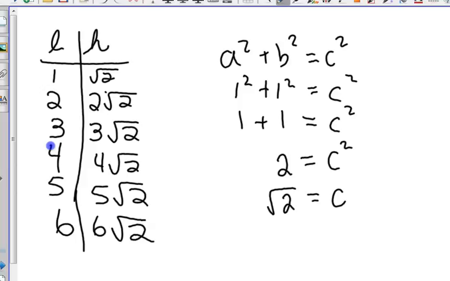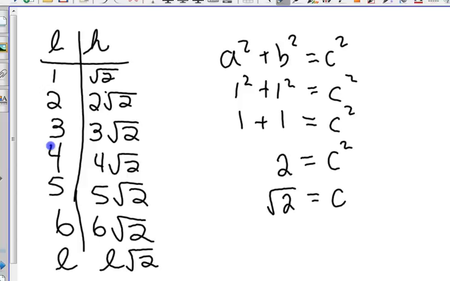So do we see an obvious pattern? Yes. If the leg length was L, how could we find the hypotenuse? L times the square root of 2. And now what we want to do is we're going to graph all of this. Now that we're graphing it, now is when we need an approximation.